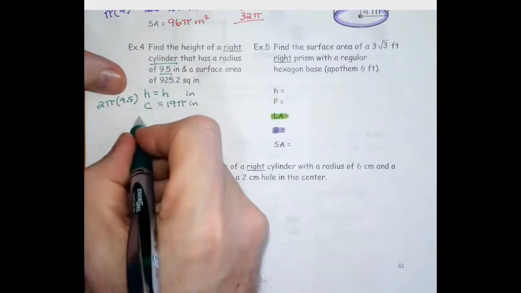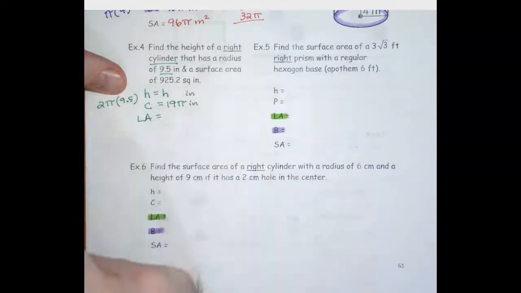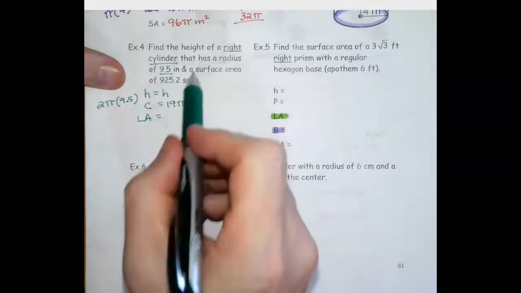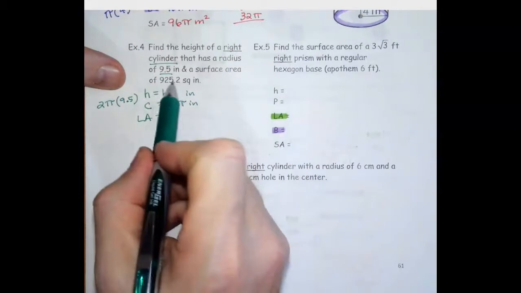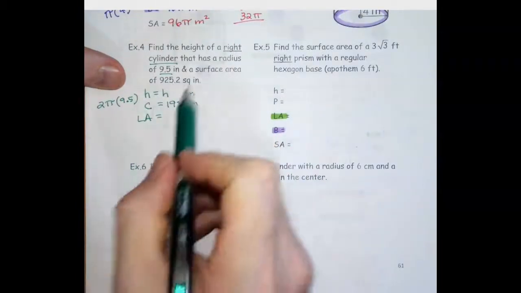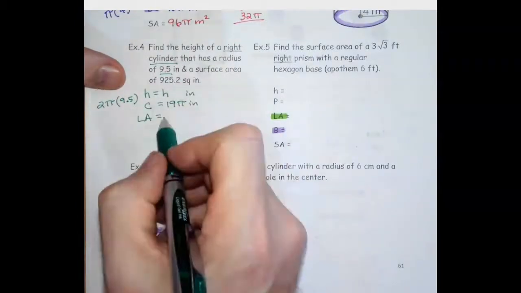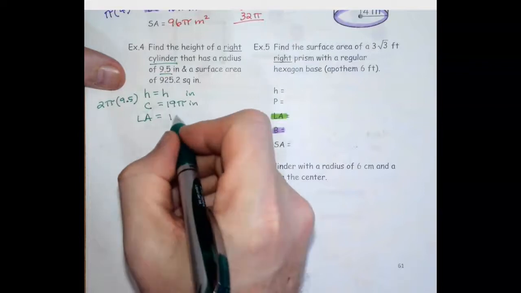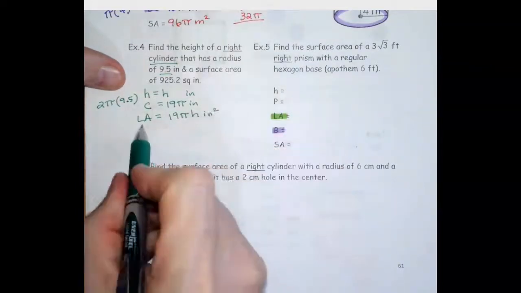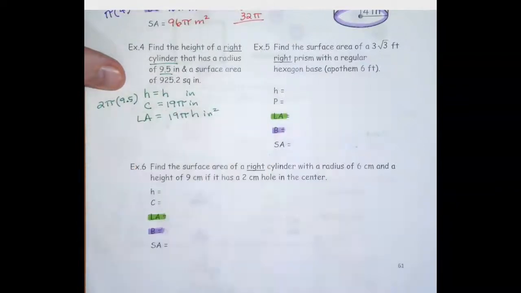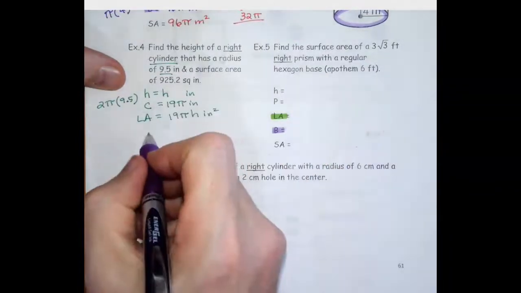So the lateral area, now we still need to go down to surface area, if you notice here, because they gave us the surface area. So we need to still have all this stuff. So this is going to be 19 pi times h, because that's how we get the lateral area. We multiply those two things together.